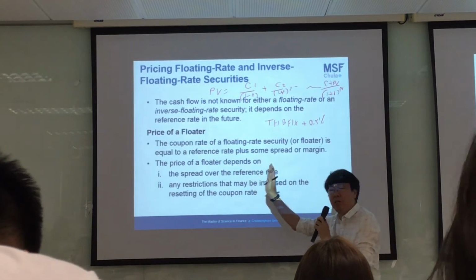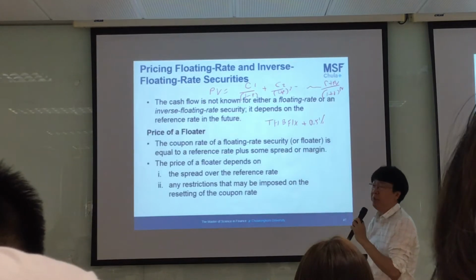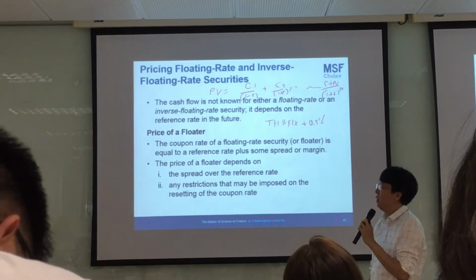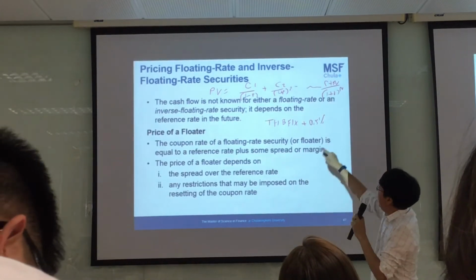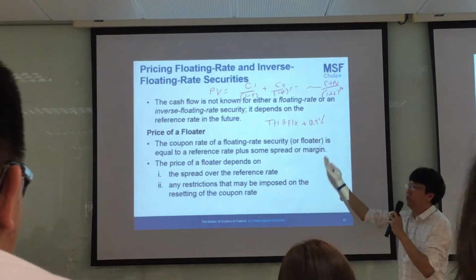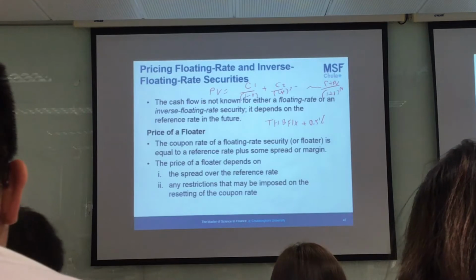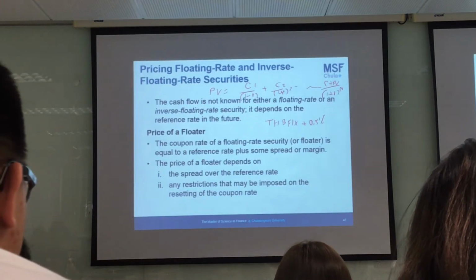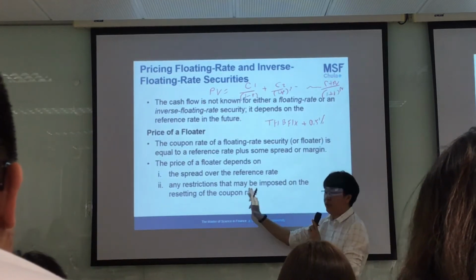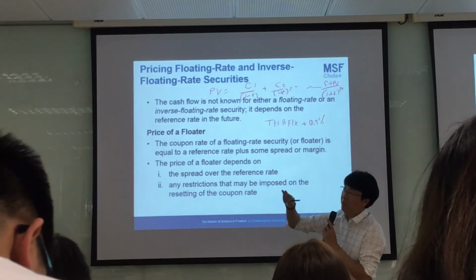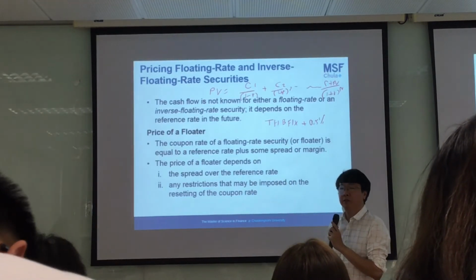Then there might be some change of the bond price. But if the spread is just fixed at this level over time, the price of the bond will be close to par. Or if the bond has some restriction, then the bond may not move equal to par.